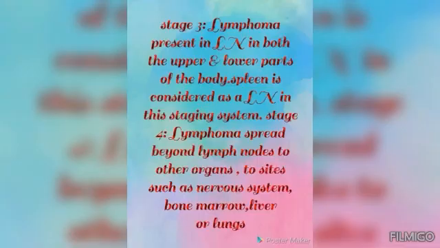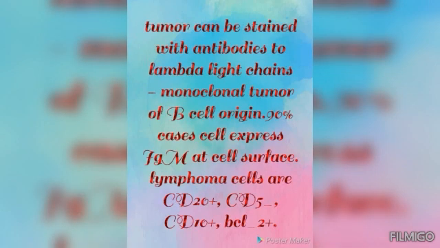In stage 2, nodes are affected but only in the upper half or the lower half of the body. In stage 3, lymphoma is present in lymph nodes in both the upper and lower parts of the body. The spleen is considered a lymph node in this staging system. In stage 4, lymphoma spreads beyond the lymph nodes to other organs, such as the nervous system, bone marrow, liver or lungs.